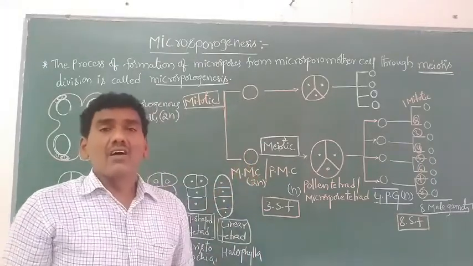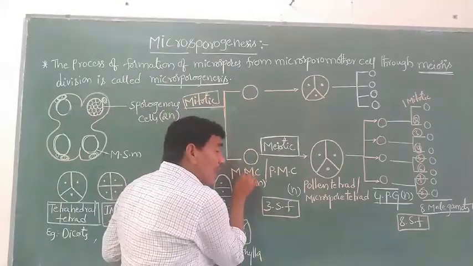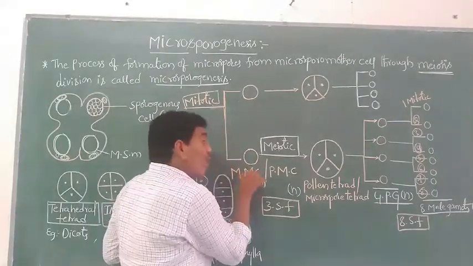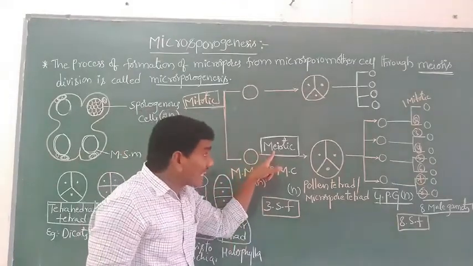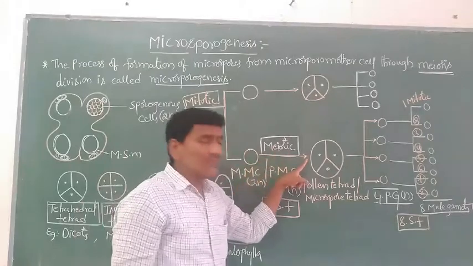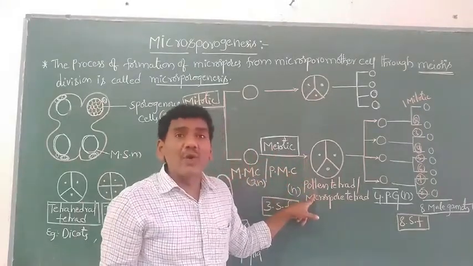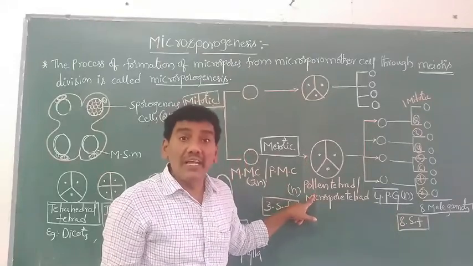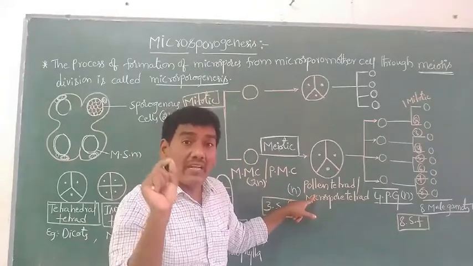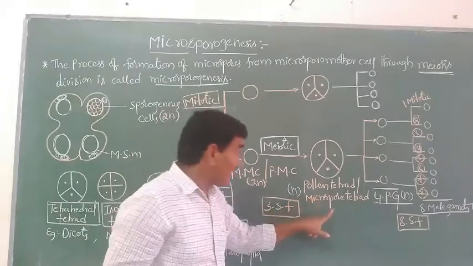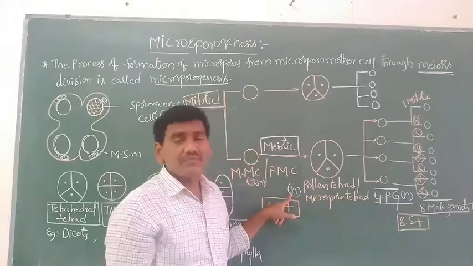As the anther matures, the microspore mother cell or pollen mother cell undergoes meiotic division to form a pollen tetrad or microspore tetrad. The ploidy of the tetrad is haploid. The haploid condition is represented by n.